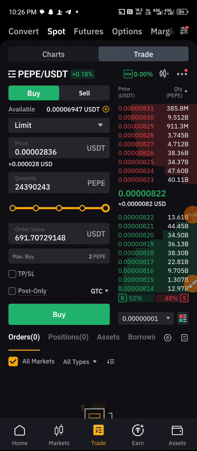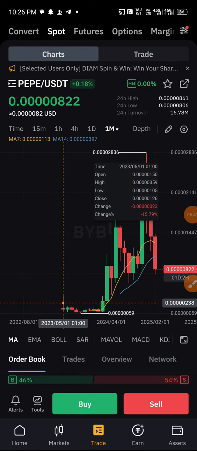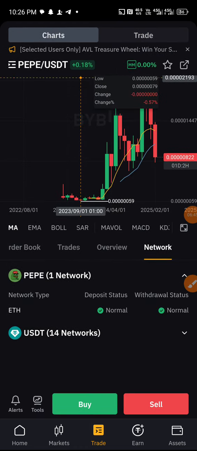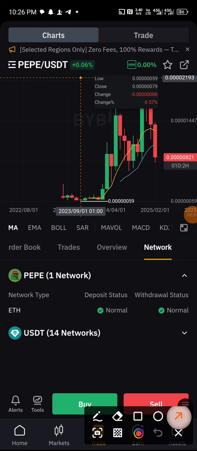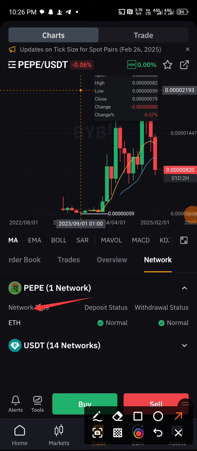Okay, you can see this coin is a very good coin with a powerful network. You can see the network here, which is ETH. It's a powerful network, the second strongest cryptocurrency in the crypto space. So this PEPE coin is a baby of ETH. So there's nothing to worry about.